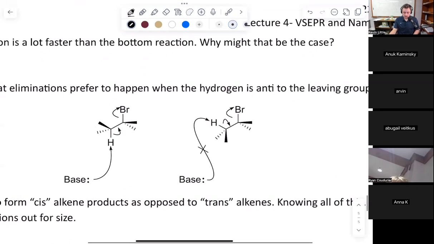With eliminations, things want to be anti to each other. It's actually kind of similar to the inverse of additions. Additions, things tend to like to be syn to each other. Eliminations, they like to be anti to each other. There's better orbital overlap is the reasoning. But this process where the hydrogen is opposite the leaving group works a lot faster than this one, where the hydrogen's on the same side.